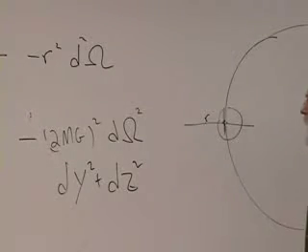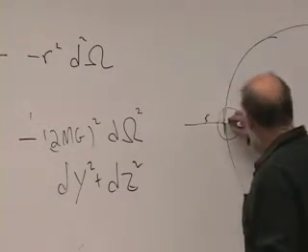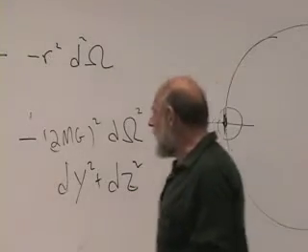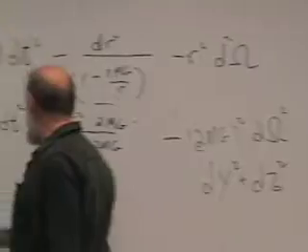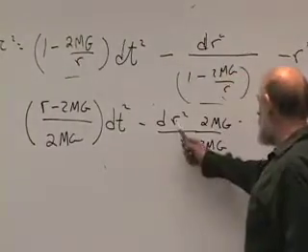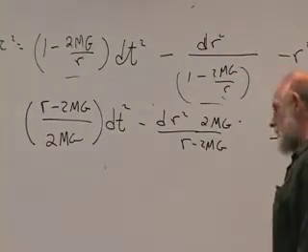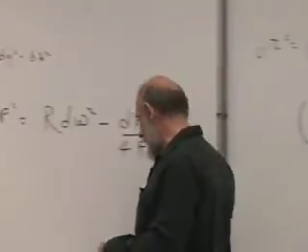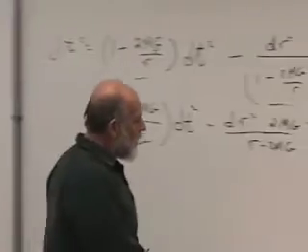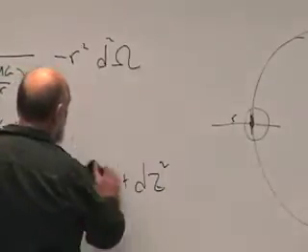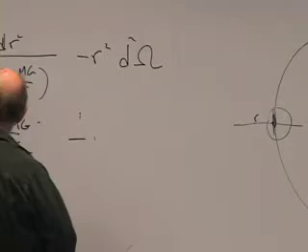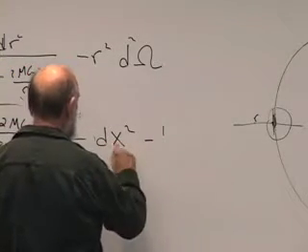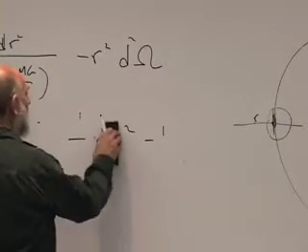So now we're getting there. We have the metric right at that point, in the immediate vicinity of that point. Here it is, r minus 2mg over 2mg. The dr squared, 2mg over r minus 2mg. And the other pieces of it, very simple, almost trivial. Just the dx squared plus dy squared. The dx squared minus d... No, sorry, dz squared plus dy squared.